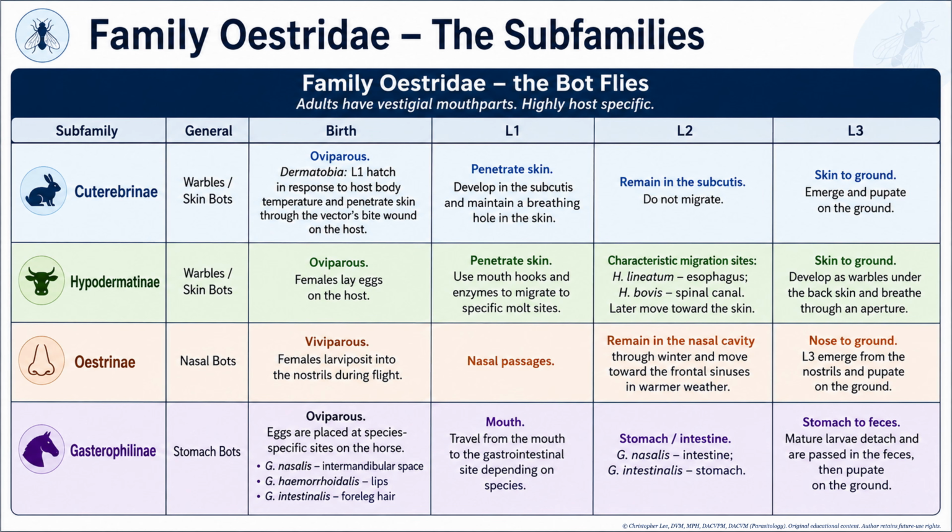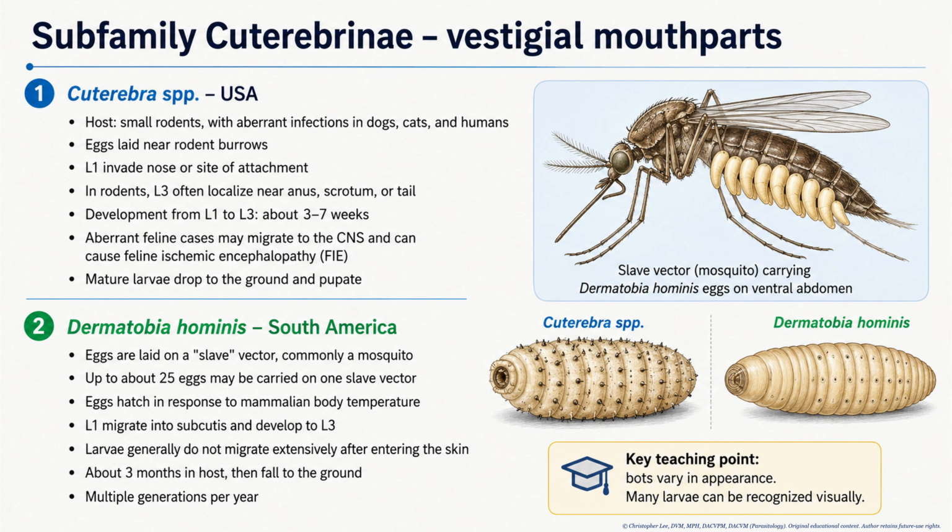Estrinae are nasal bots, and Gastrophilinae are stomach bots, especially in horses. This symbol organizes the larvae by system, such as the integument or respiratory system. Estrids are often host and site specific, and their larvae define the disease. The subfamily Cuterebrinae includes a couple of prominent species.